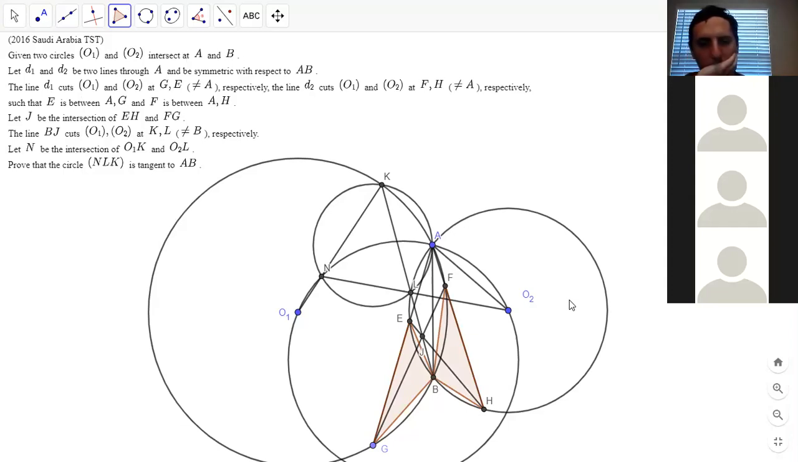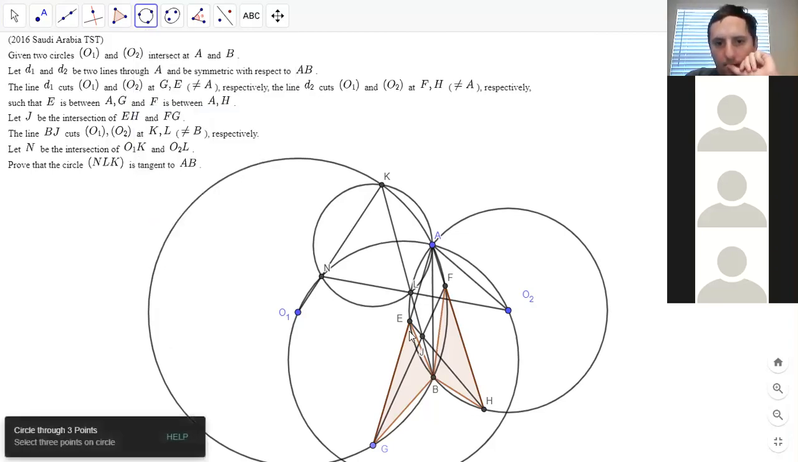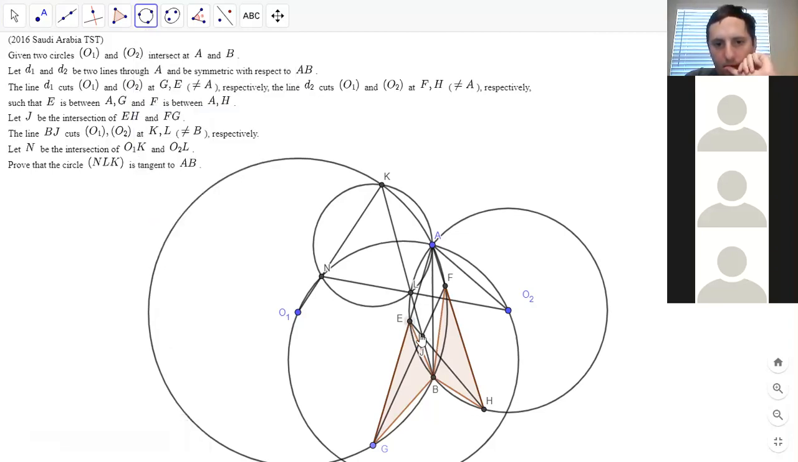Looks like EJBG is cyclic. Interesting. And similarly FJBH. I think that is because of the property of spiral similarity, taking the two congruent triangles to each other.